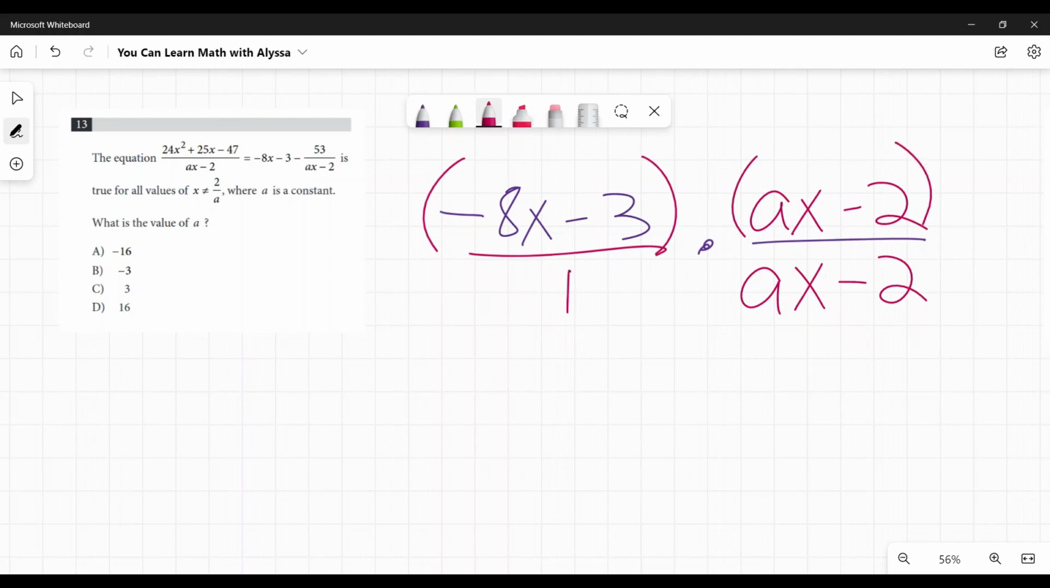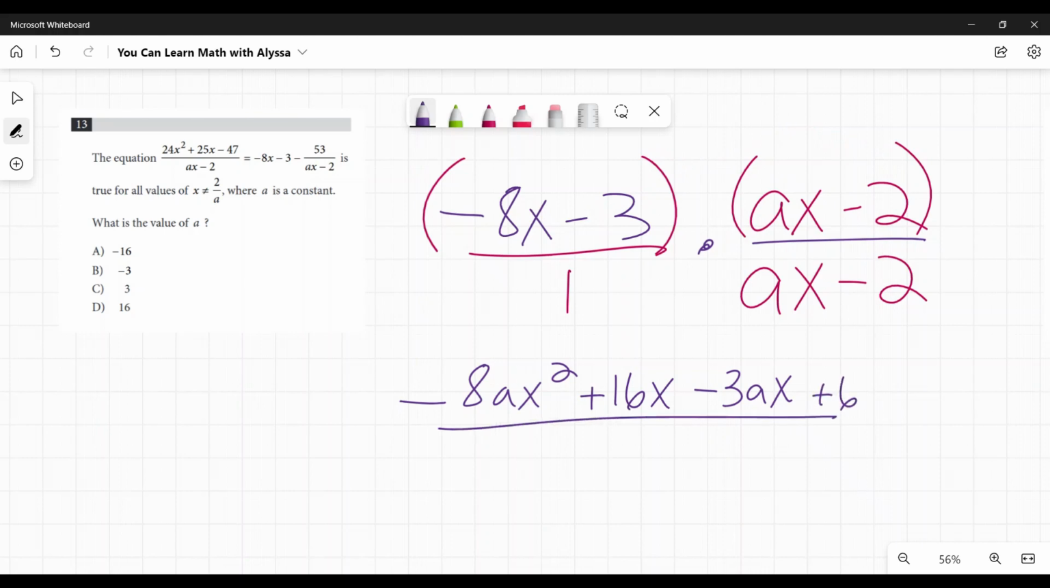So on top, this is a FOIL situation. You distribute: first terms, outside terms, inside terms, then last terms. That's the FOIL acronym. It also just means distribute. First, negative 8x times ax is negative 8ax squared. Outside, negative 8x times negative 2 is positive 16x. Inside, negative 3 times ax is negative 3ax. Last, negative 3 times negative 2 is positive 6, all over ax minus 2.